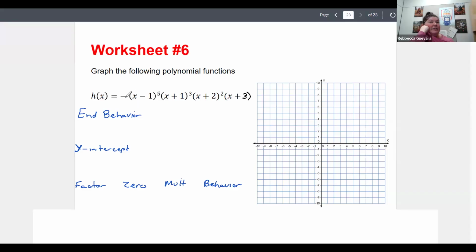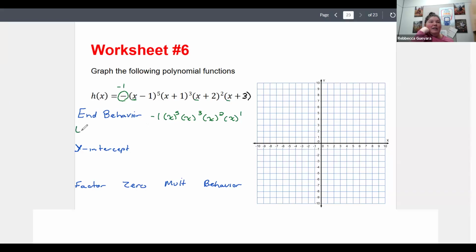So if we look at end behavior, we're going to treat this as just a -1 out here. So we need to take that -1, which has no power on it. We need this x, and its factor had a power of 5. We need this 3, and that factor had a power of 3. We need this x, and its factor had a power of 2, and we need this x, and its factor had a power of 1.